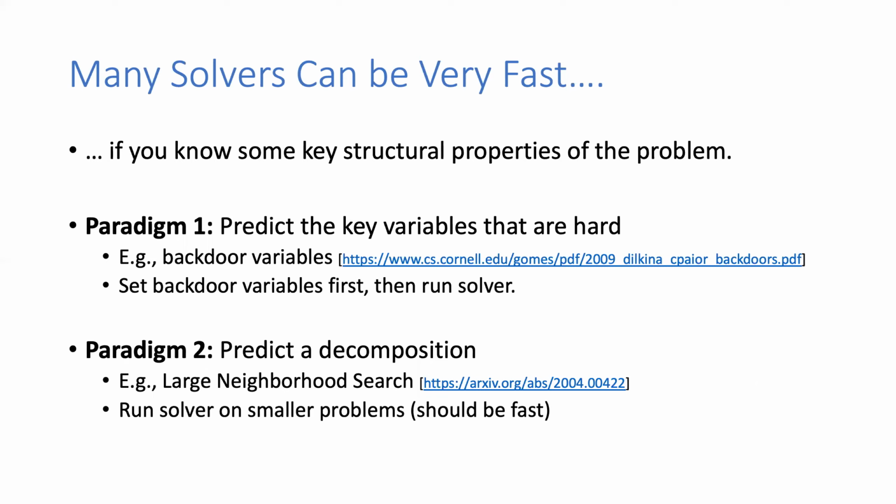The first paradigm is the solver needs a subroutine that can predict a few key variables that are hard. So for example, a canonical one is what are called backdoor variables, which are the variables that if you set them first, then you can quickly determine how to set the remaining variables. And the reason you want to do this is if you can predict which variables are backdoor, then you order your search problem so you always set the backdoor variables first. So you only set them a few times. Whereas if you set the backdoor variables last, you get this exponential blow up because you're setting them an exponential number of times. So that's paradigm number 1.